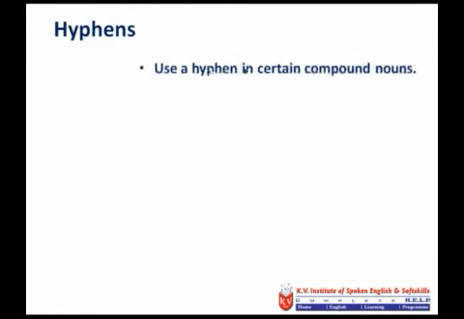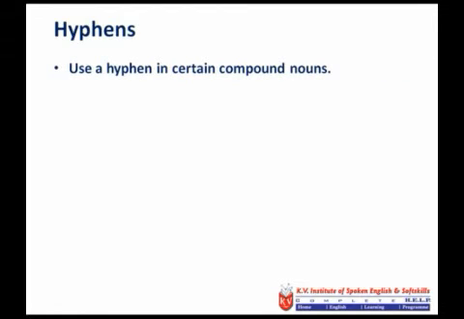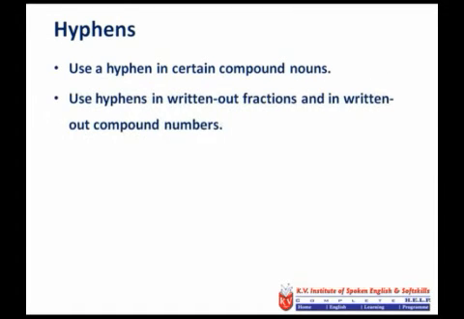Let's see our next topic, hyphens. A hyphen is smaller than a dash. It is used to show a break in words. Traditionally, a hyphen was used to show a word break at the end of a line. However, modern computer software has virtually eliminated this use of hyphen. You need to use hyphens in compound nouns such as great-grandmother, pea-sized, and also in written out fractions and in written out compound numbers such as twenty-one, one-half, fifty-five.